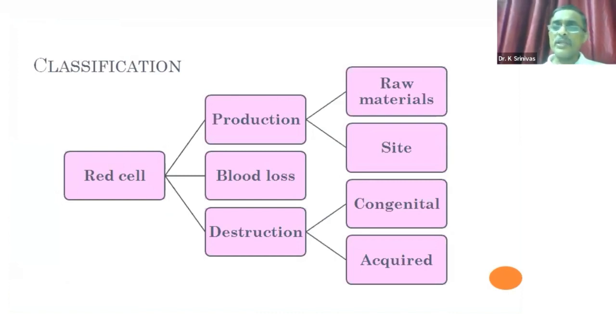So production involves two issues. The first is the availability of raw materials for the production of RBCs. Number two is the site where it is produced. So any problem at the site of production or with the raw materials required for production, which is the commonest cause, you can have decreased red cell mass and you can have anemia.